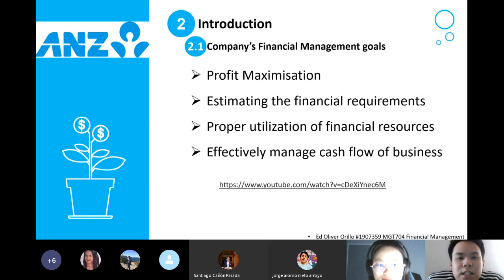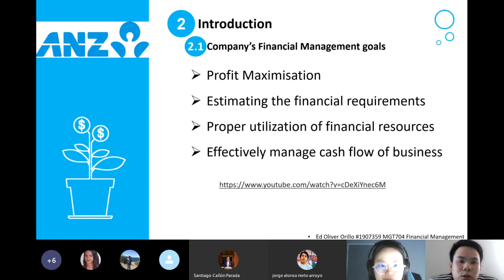Their second goal is estimating the financial requirements, which means that ANZ's financial manager is tasked to estimate the short-term and long-term financial requirements of the business. For this purpose, the financial plan covers the present as well as the future: the amount required for purchasing fixed assets as well as the need for working capital funds.